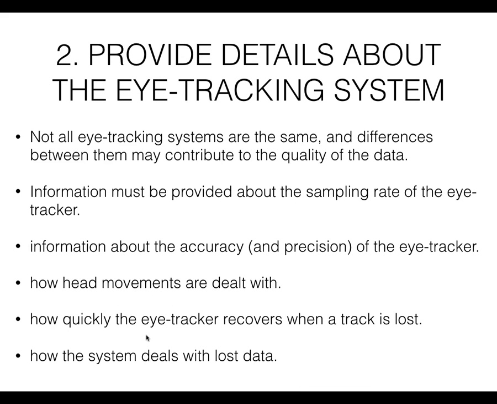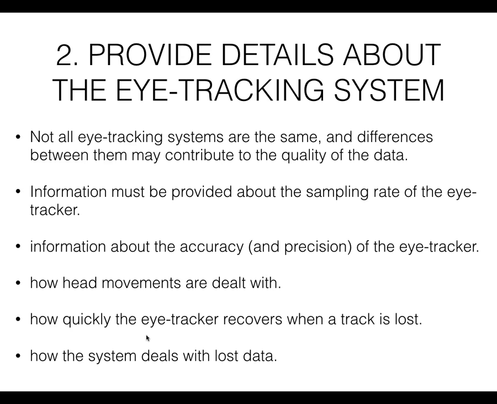Okay. Second, make sure you describe the properties of your actual eye tracking system. Not all eye tracking systems are the same. There are differences between eye trackers in terms of the quality of the eye movements that they record, the sample rate, and the size of eye movements they're able to classify. All of this is different from one eye tracker to the next, even between eye trackers from the same company. A different model has very different characteristics. So make sure you report that inside your article.